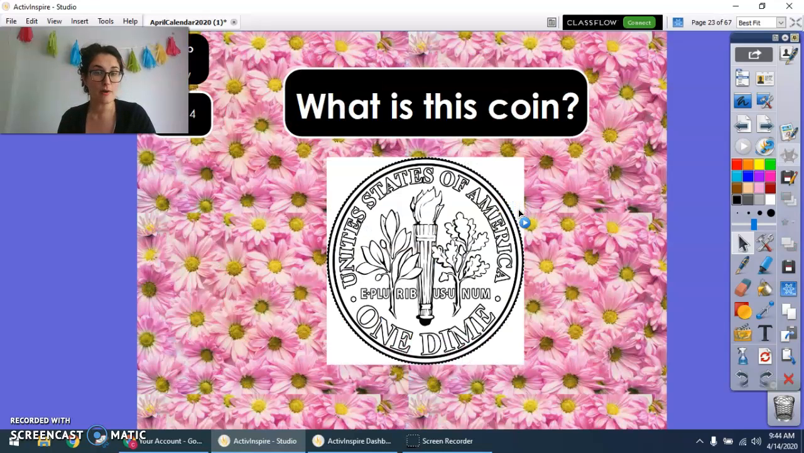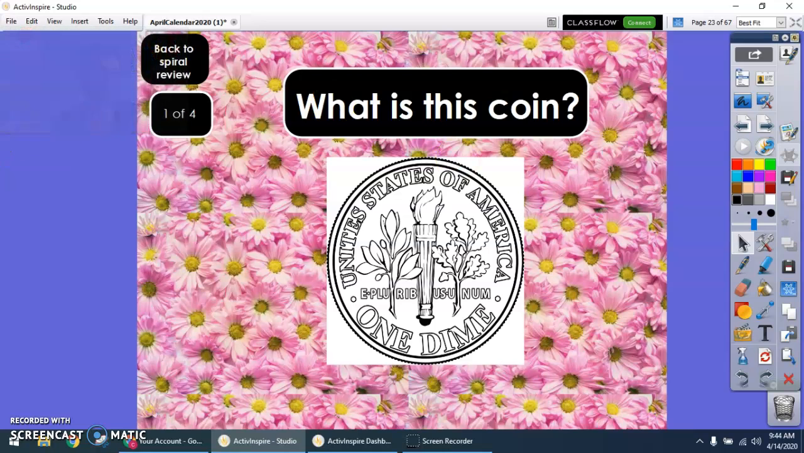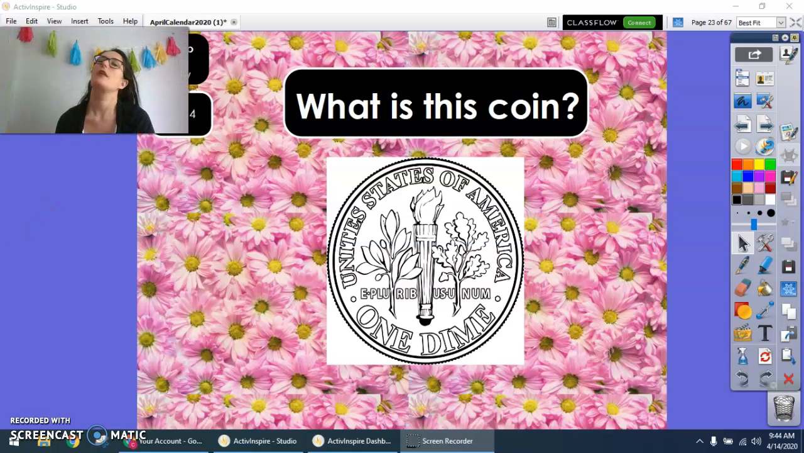Well, you're getting your things out. Why don't you figure out what the tails of this coin is? Alrighty, boys and girls, and if you said this was a dime, you are correct. So I know it's a dime because it has some leaves and a torch on it. So the back, and it even says 1 dime.